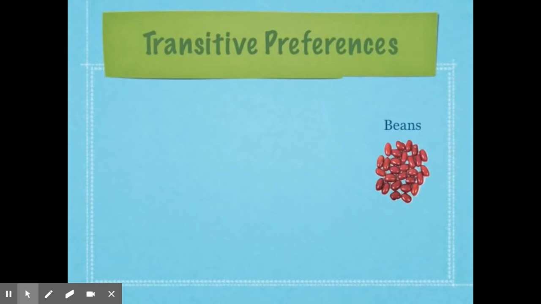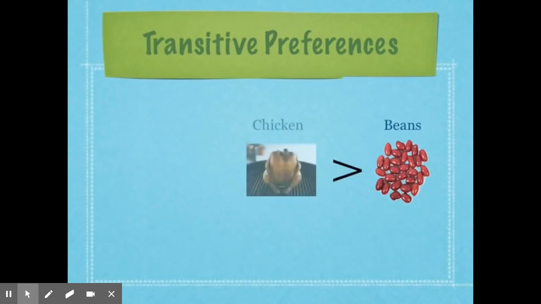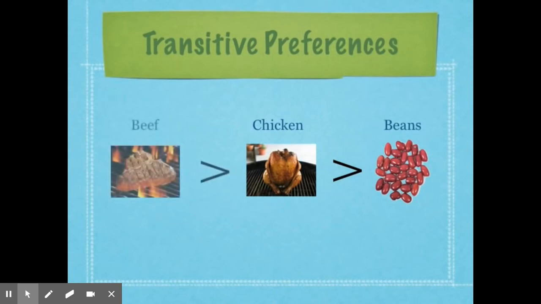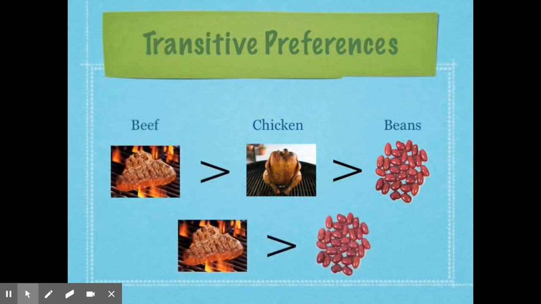A couple of things we need to be aware of when we talk about consumer theory, and one is the idea of transitive preferences, which means that if I prefer chicken to beans and I prefer beef to chicken, I prefer beef to beans. One thing in economics we have a hard time doing is actually putting numbers to things. I can say I prefer chicken more than beans, but it's hard to put an actual empirical number on that.